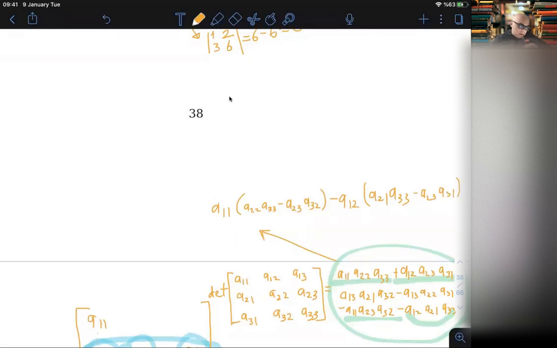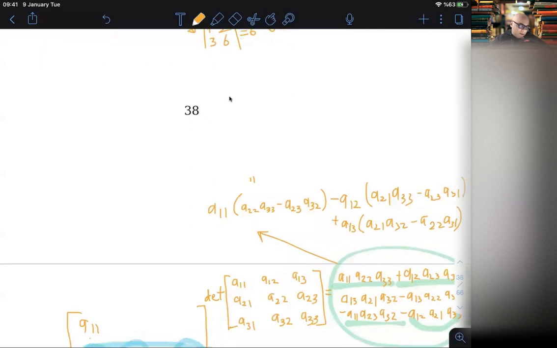Okay, and what is the final term? So these two terms are the final terms. Let me write them in A13 parentheses. In A13 parentheses, I have A21, A32 minus A22, A31. Okay, now, this is kind of too much work, but we're getting close.